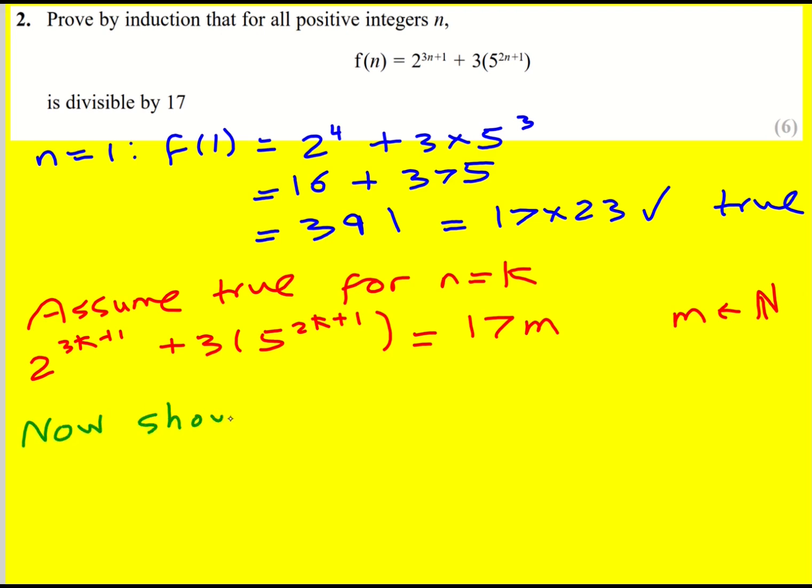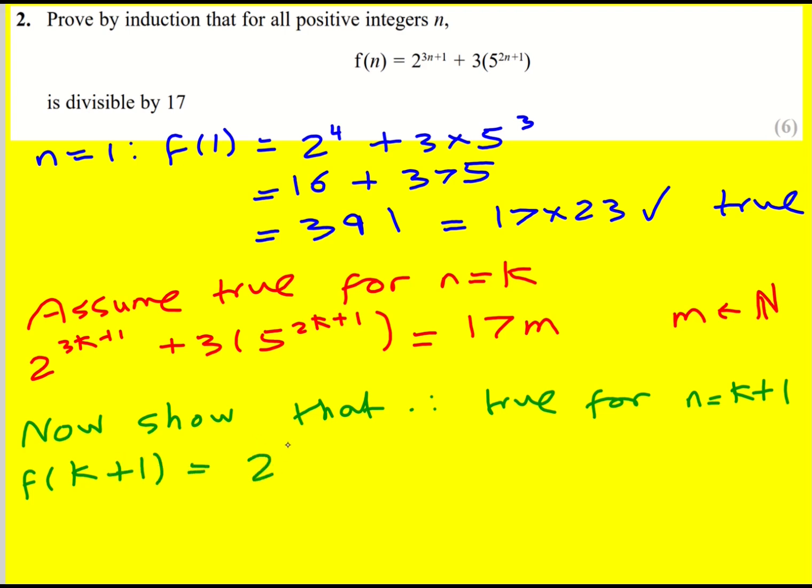Okay, now show that's therefore true for n equals k plus 1. We must show that the n equals k plus 1 result follows from the n equals k result. So f of k plus 1 is going to equal 2 to the 3 k plus 1 plus 1 plus 3 times 5 to the 2 k plus 1 plus 1.